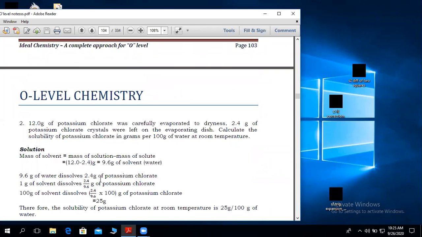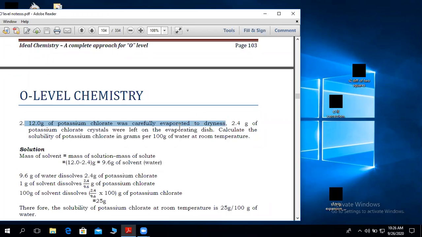I have another example, and we did it also, it is in your book. Here they are saying 12 grams of potassium chlorate was carefully evaporated to dryness. What do they mean by evaporation? Removing water. 2.4 grams of potassium chlorate were left in the evaporating dish.